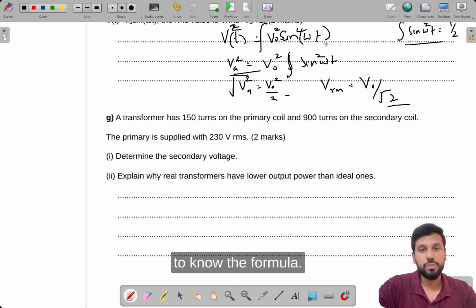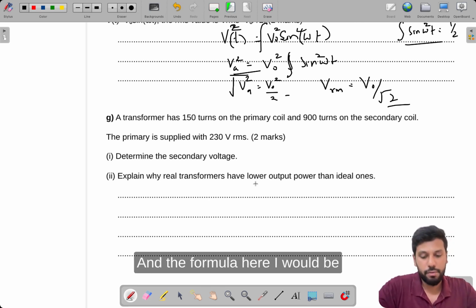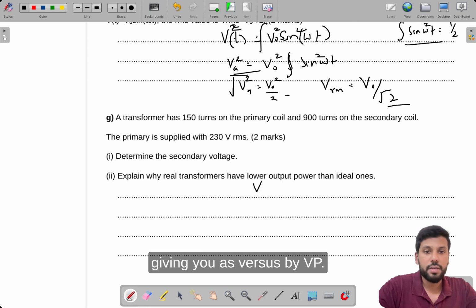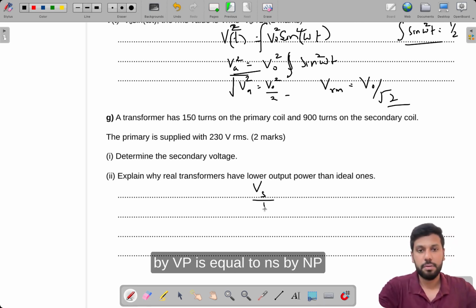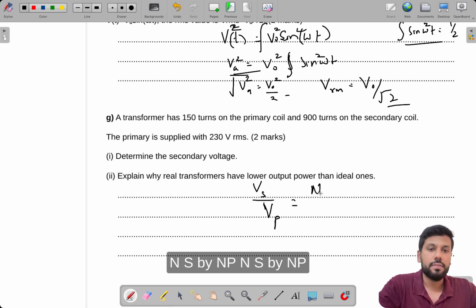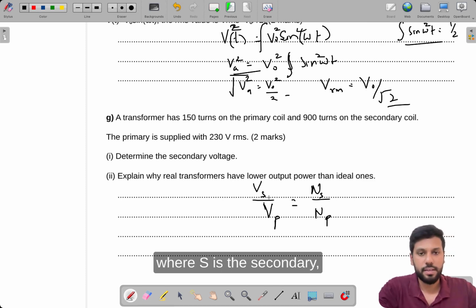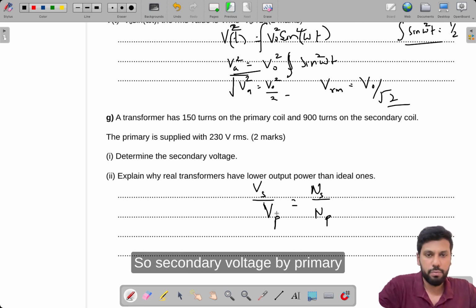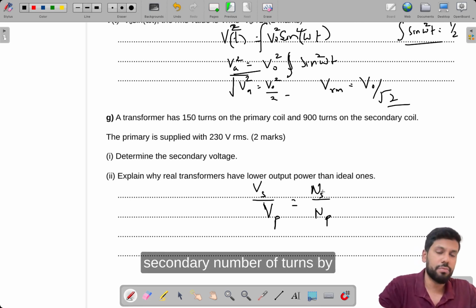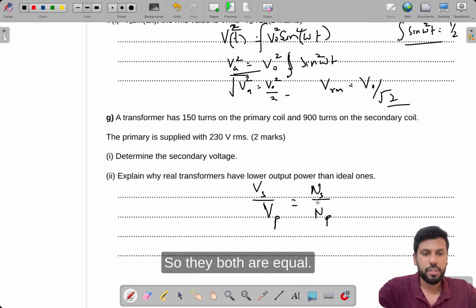For that you need to know the formula, and the formula here I would be giving you: Vs by Vp is equal to Ns by Np, where S is the secondary and P is the primary. So secondary voltage by primary voltage is equal to secondary number of turns by primary number of turns. They both are equal.